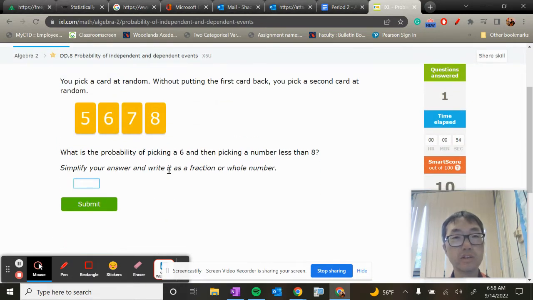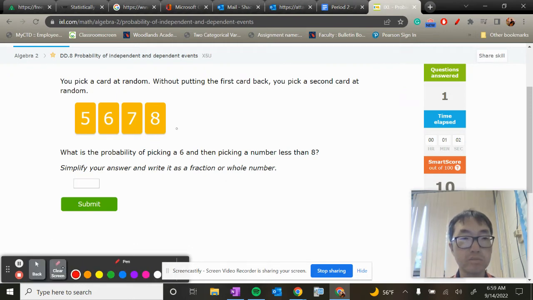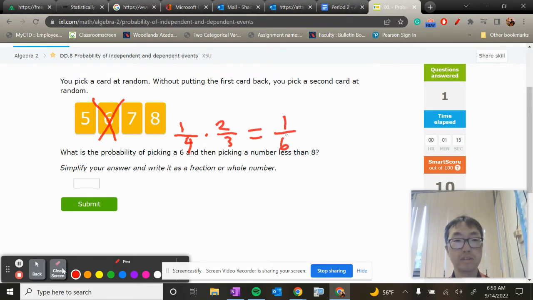Without putting the first card back, you pick a second card at random. So you're going to pick a 6 and then a number less than 8. So to pick a 6 is 1/4. Less than 8 would be 2 out of 3 possibilities. 1/6 for all you fraction fans.